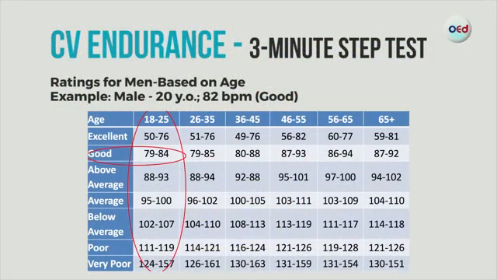When the test is done, you can look at the charts to check and see where your cardiovascular endurance level falls into. The numbers that you will see all indicate heart rate measurements with unit of measure of BPM or beats per minute. Record it immediately on the fitness test sheet. Let's look at this example. Assuming that you are a male who is 20 years old and your heart rate after exercise is 82. You will look at the 18 to 25 age column.